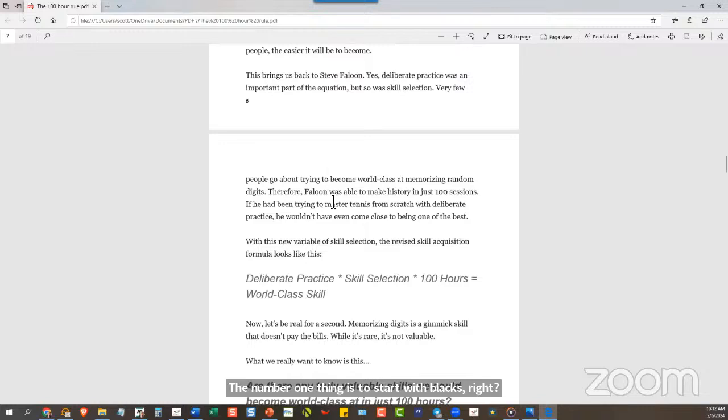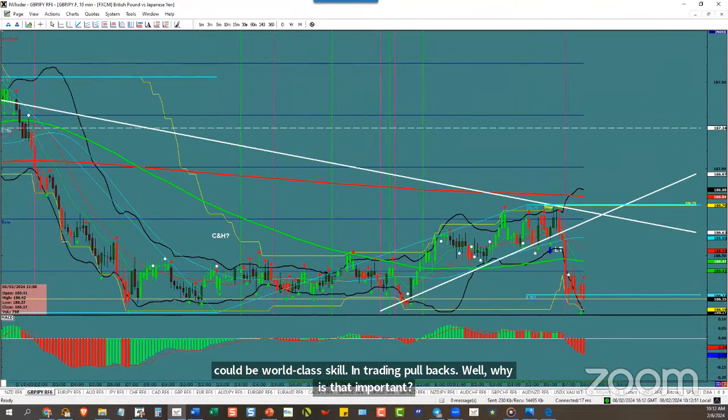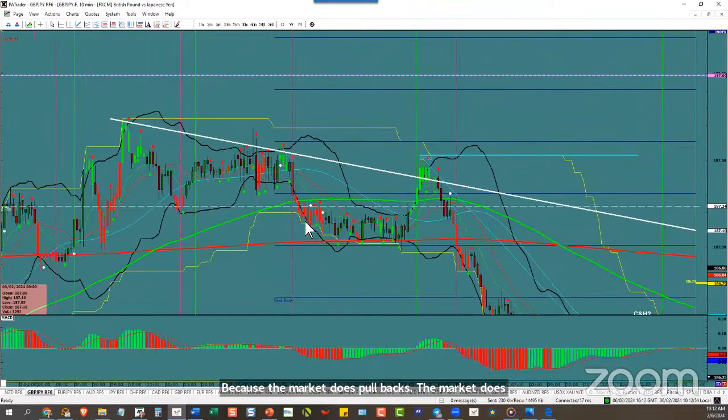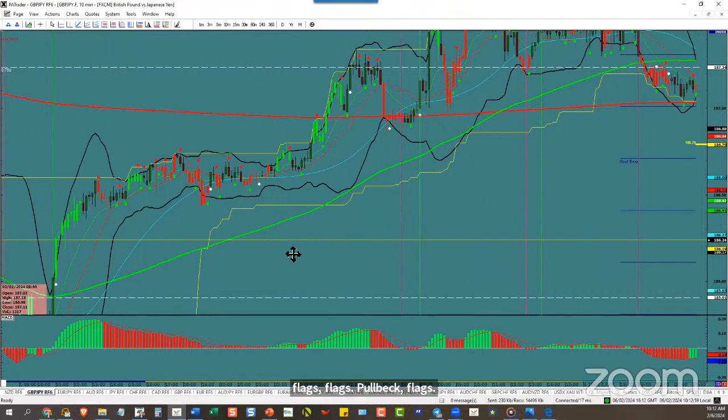So if I did 300 flags and the skill selection was flags and I worked on it for 100 hours, I would have world-class skill in something the market does every day. If I would do 300 pullbacks, deliberate practice of 300 times skill selection times 100 hours, I could be world-class in trading pullbacks. Well, why is that important? Because the market does pullbacks. The market does flags, pullbacks, flags. That's what it does every day.